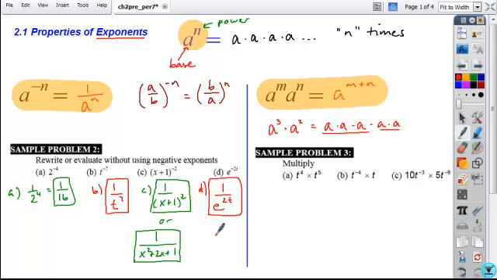All right, let's extend this a little bit beyond. I know the sample problems might be out of order slightly, but let's move to sample problem 3. These are all on page 12 of your book if you want to follow along.